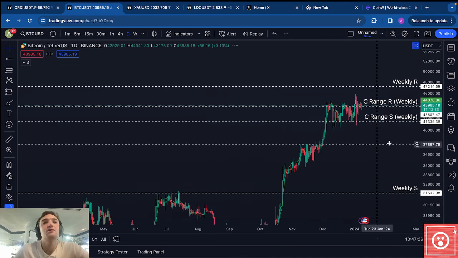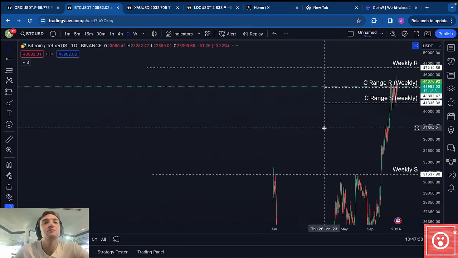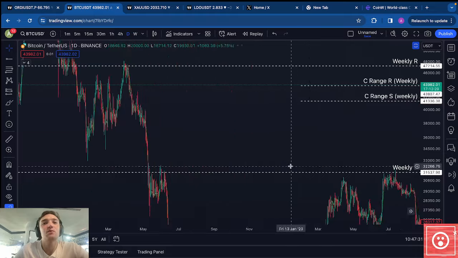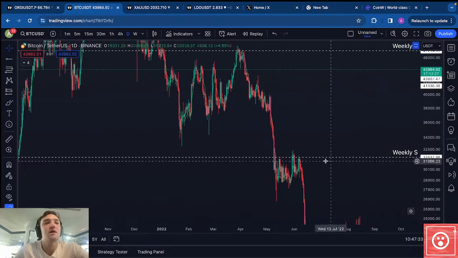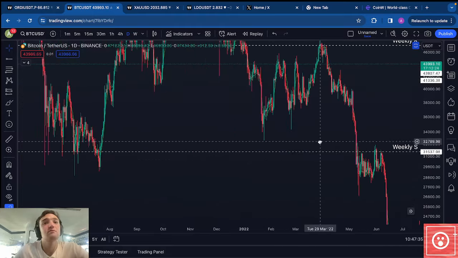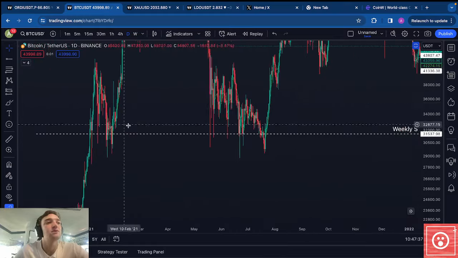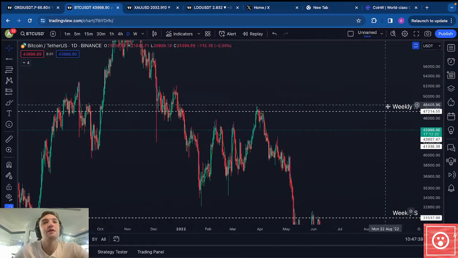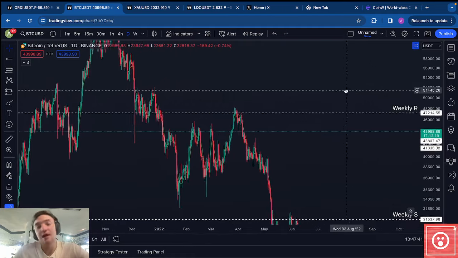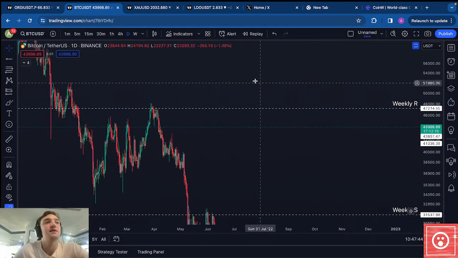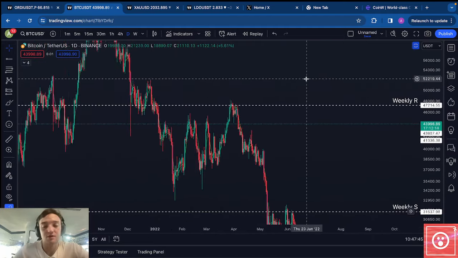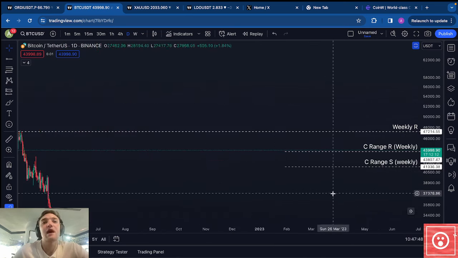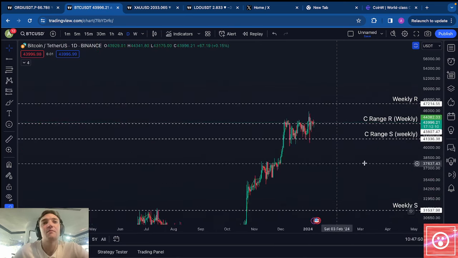So on the lower time frame, what can you see? You can see that this weekly support over here at the bottom at 31,000 is also your daily support and resistance. Same with over here, this weekly resistance is your daily resistance as well. So our weekly and our daily resistance match, which is obviously very important. Then our current range resistance on the weekly.